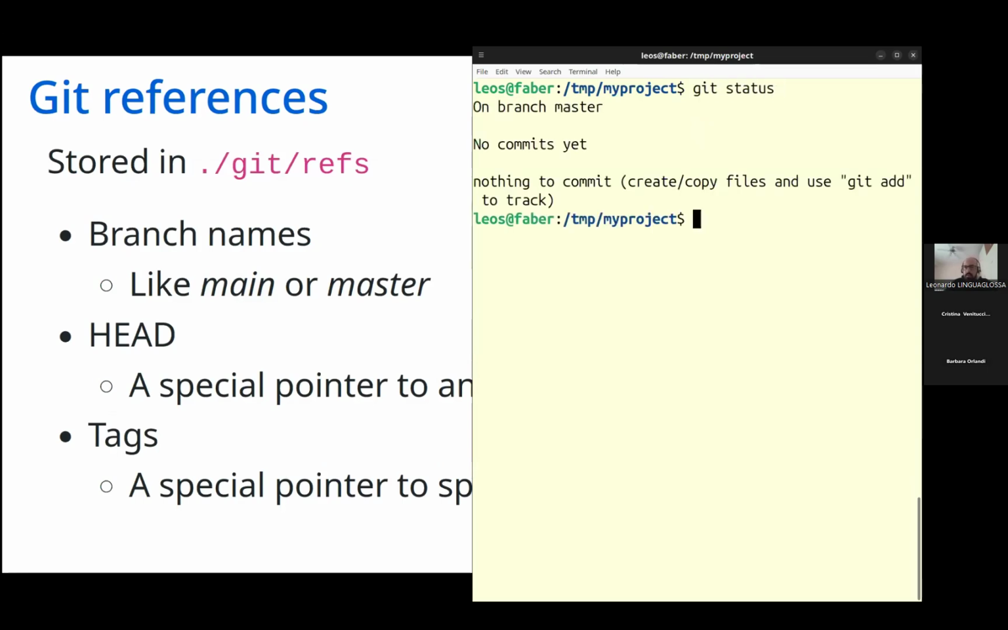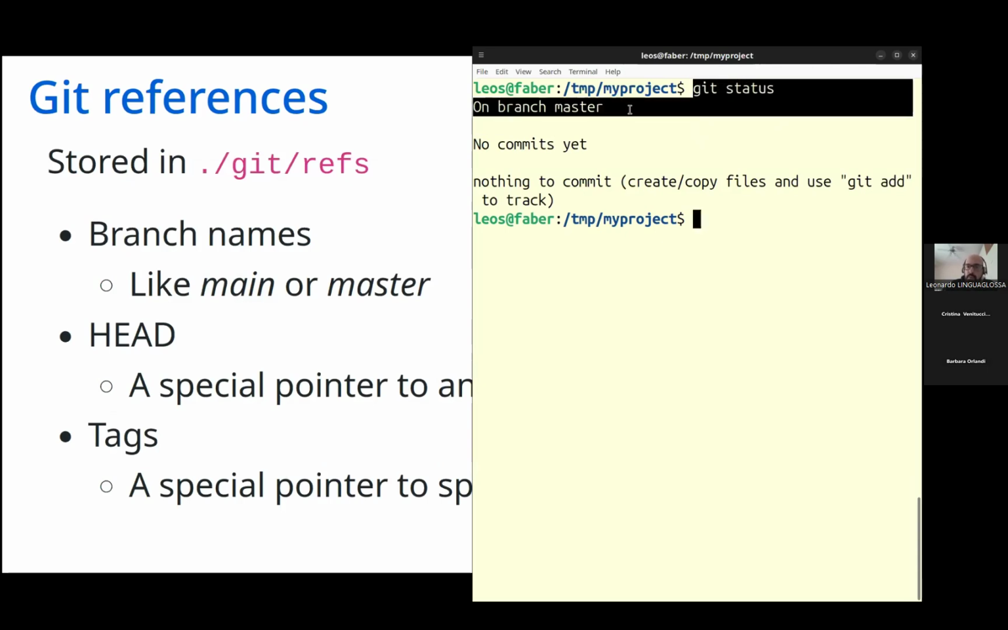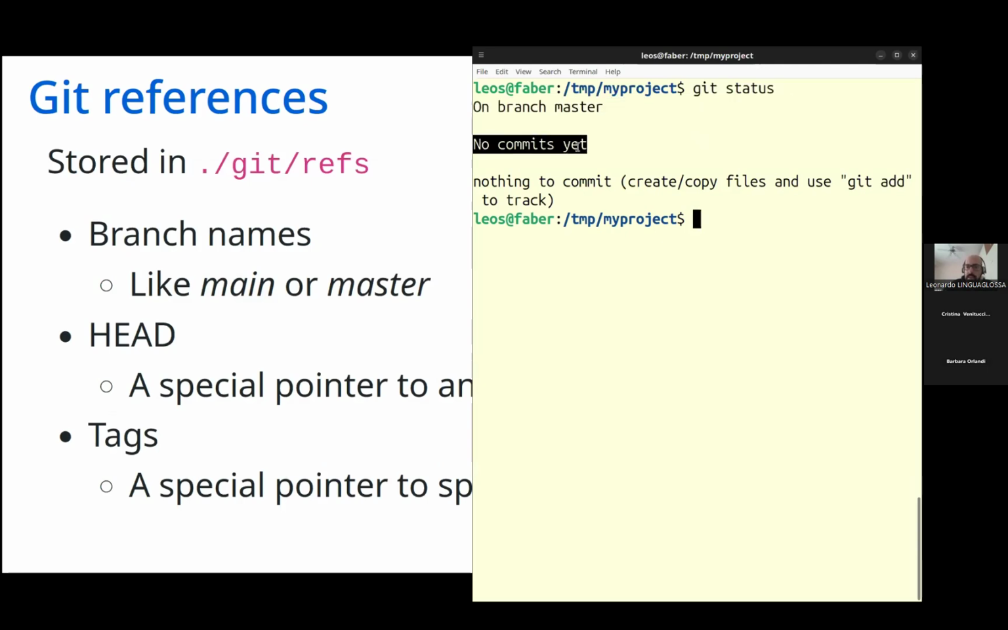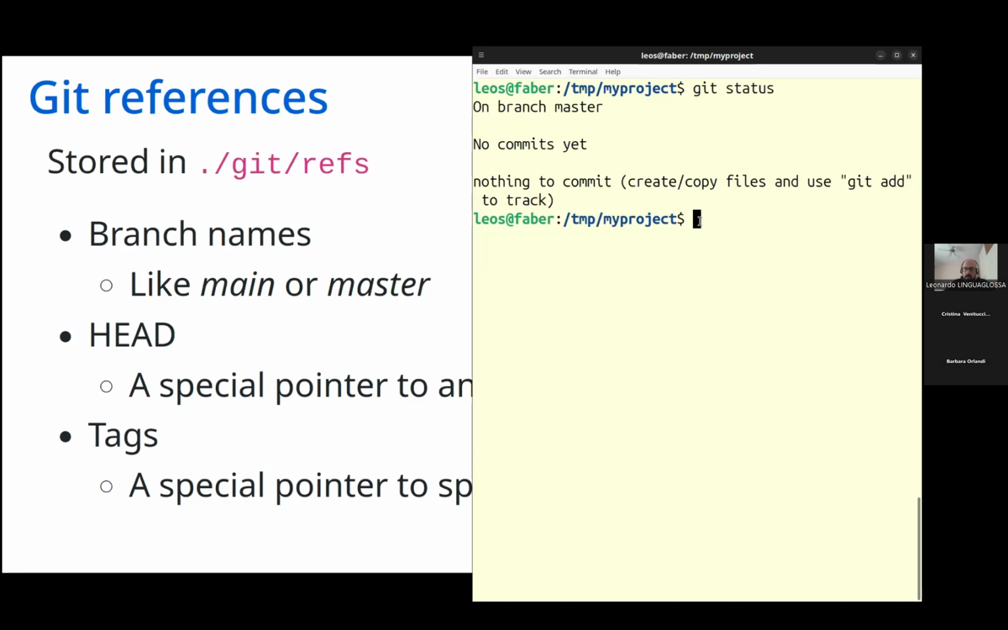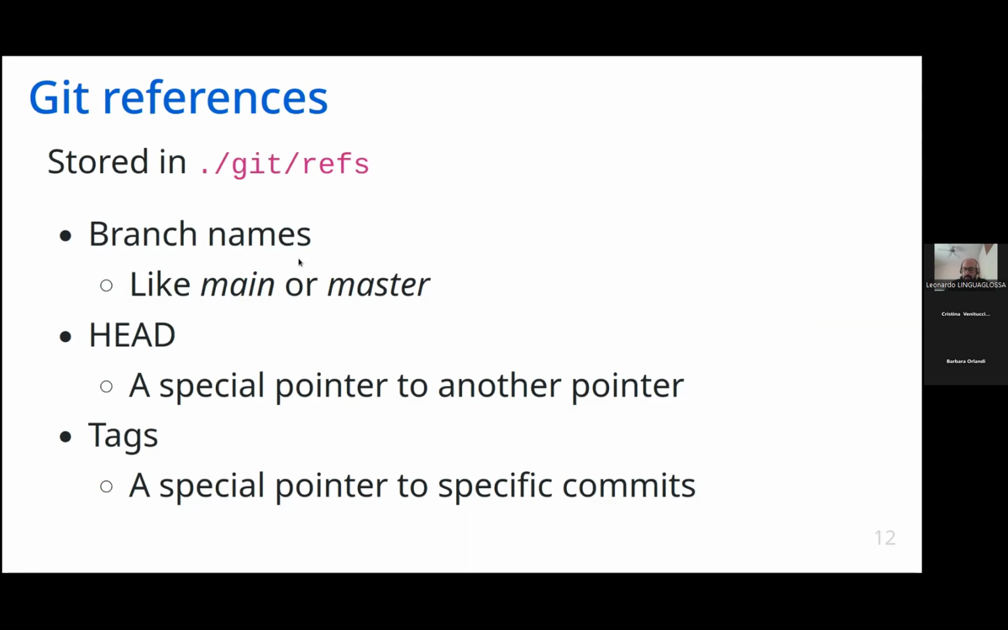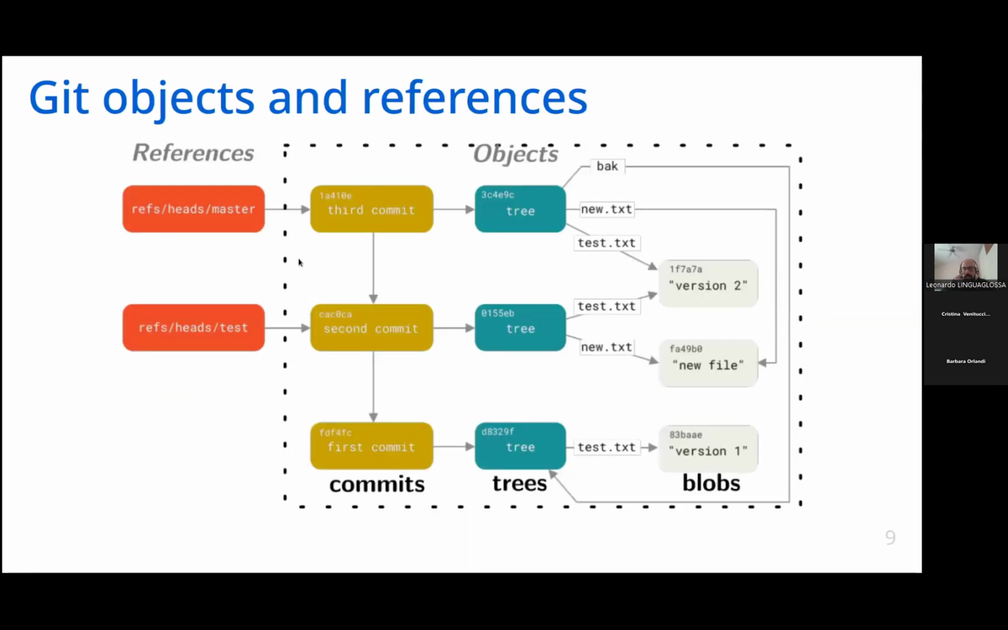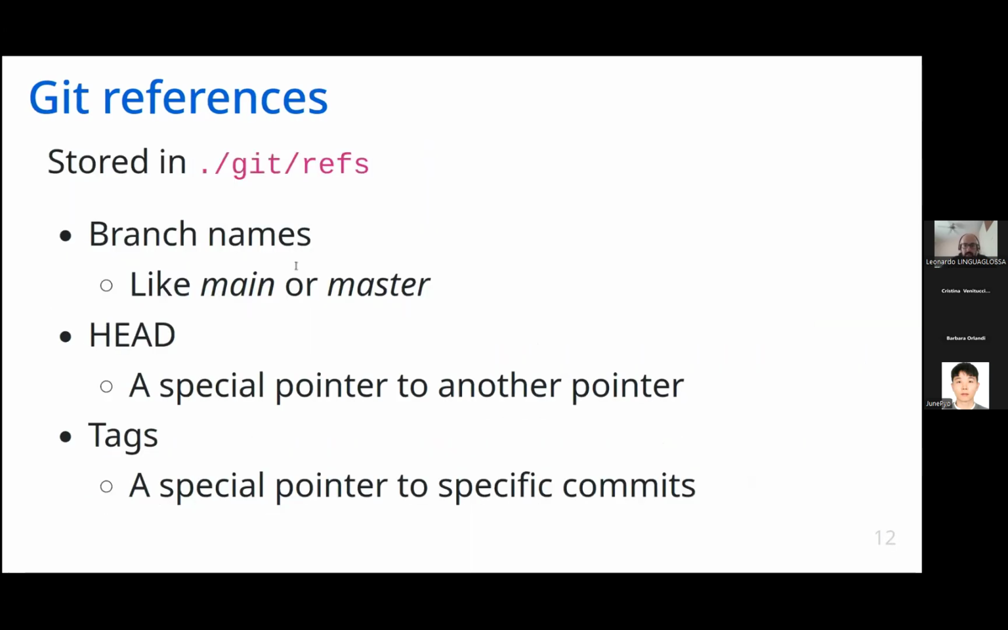So if I do git status, Git is very helpful with all the comments that it gives. For the moment, it says that we are on branch master, that we have no commits yet, and that there is nothing to commit. So branch master is the branch name, and it's a reference. We have seen the reference here. It points to a specific commit. For the moment, there are no previous commits, so it's what we call a dangling reference.